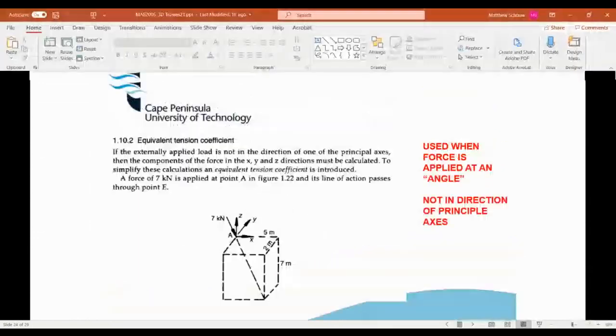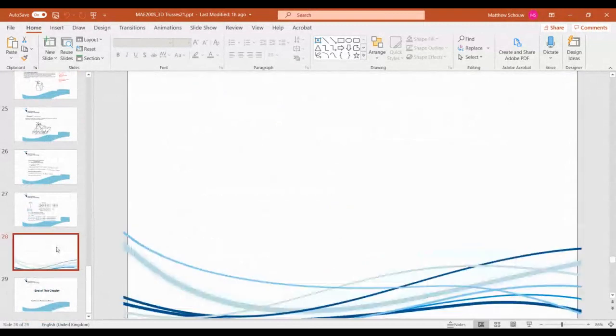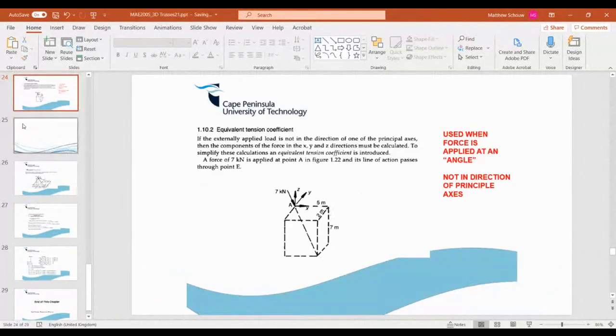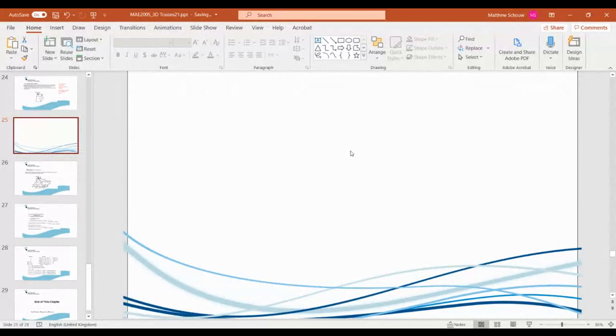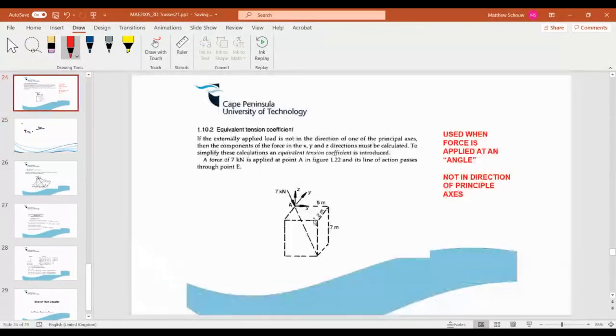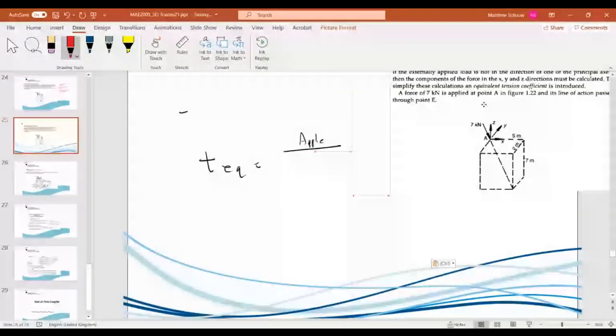So it's fairly simple. I can actually just work from the slide itself. So let me just move that member up here. Where is this? Okay, cool. So all you have to apply is find this equivalent tension coefficient, TEQ, and that's basically going to be equal to the applied force, which is going to be the one at the angle. So I just want to maybe just copy it here on the side.